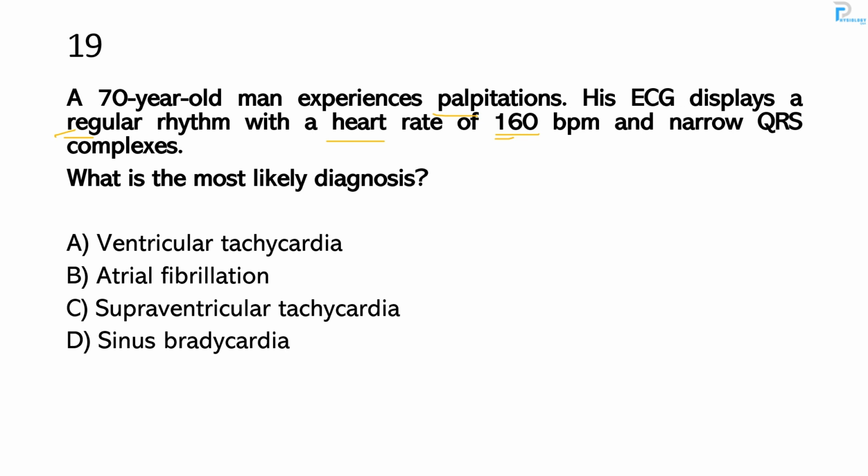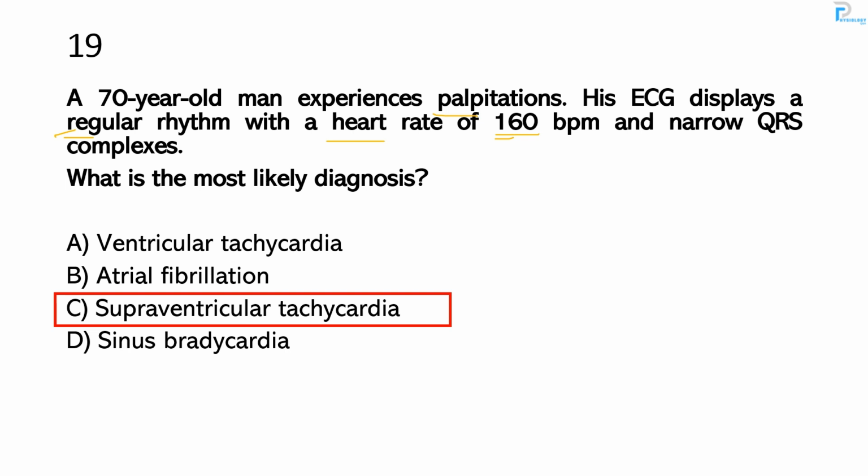So what is the most likely diagnosis? Here it's supraventricular tachycardia. This is a tachycardia whose source is the atrium. So that is supraventricular tachycardia.